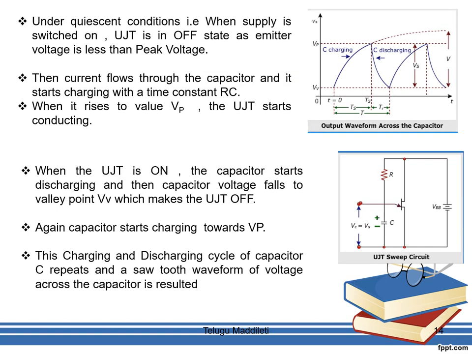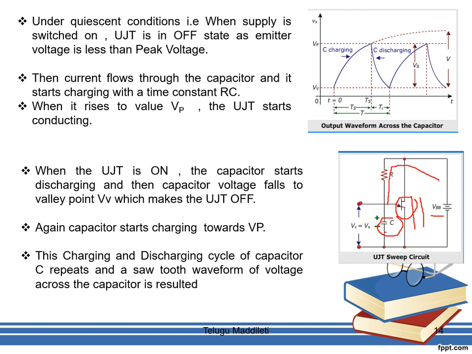So under quiescent conditions, when supply is switched on, VBB is switched on, UJT is generally in the off state. Why? Because the emitter voltage is less than the peak voltage. The emitter voltage is nothing but the voltage across the capacitor. So its initial voltage is less than the peak voltage, then generally UJT will be in the off state when it is connected to supply. It is in the off state, so it offers very high impedance, then current flows in this direction only.